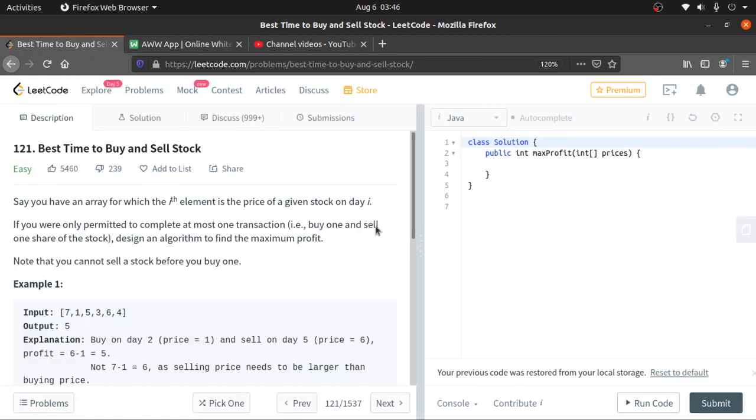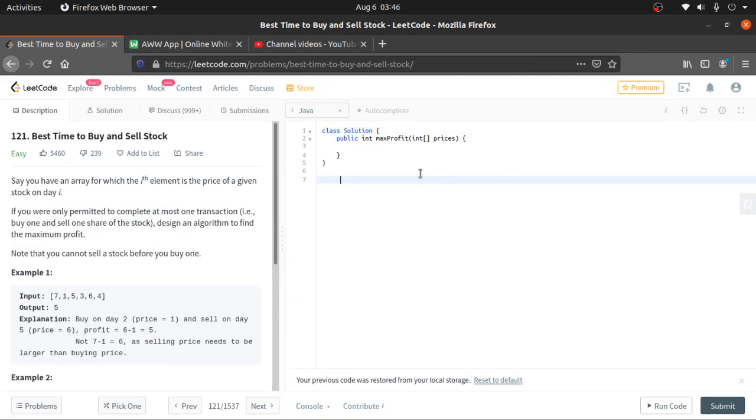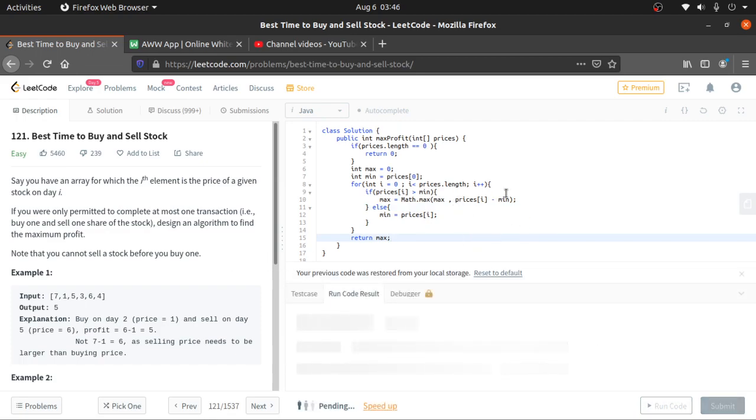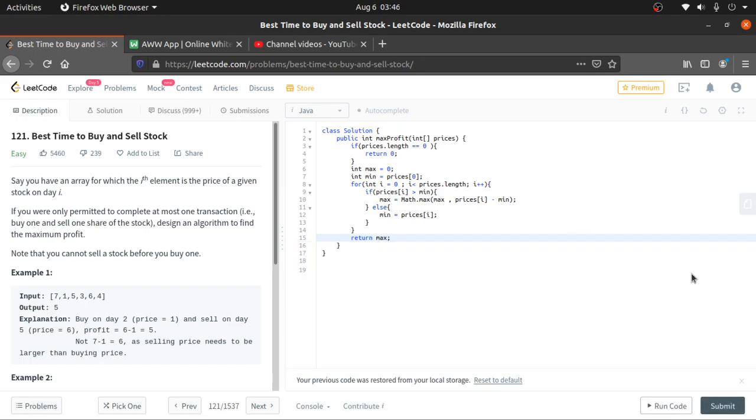Let's see it in the code. Okay, so here, let's run the code. Okay, this works. So basically, we check if length is 0, then return 0. Set the max, set the min, go through the array, check min and max in every iteration. Set min and max. It's very logical. If it's less, then set the min. If it's greater than min, set the max. That's all we need to do. Then return max. Submit.